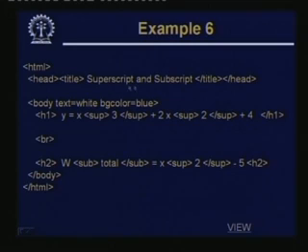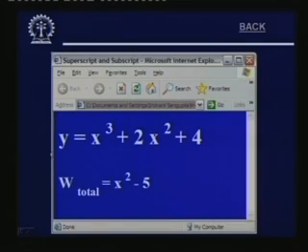The sixth example illustrates superscript and subscript. I have given just two lines here. One is y equal to x sub 3 plus 2 x sub 2 plus 4, meaning it will come as x cube plus 2 x square plus 4. Similarly, y sub total, meaning the total should come below the y, equal to x square minus 5. If you display this, it will come like this: y equal to x cube plus 2 x square plus 4, y with total as a subscript equal to x square minus 5.